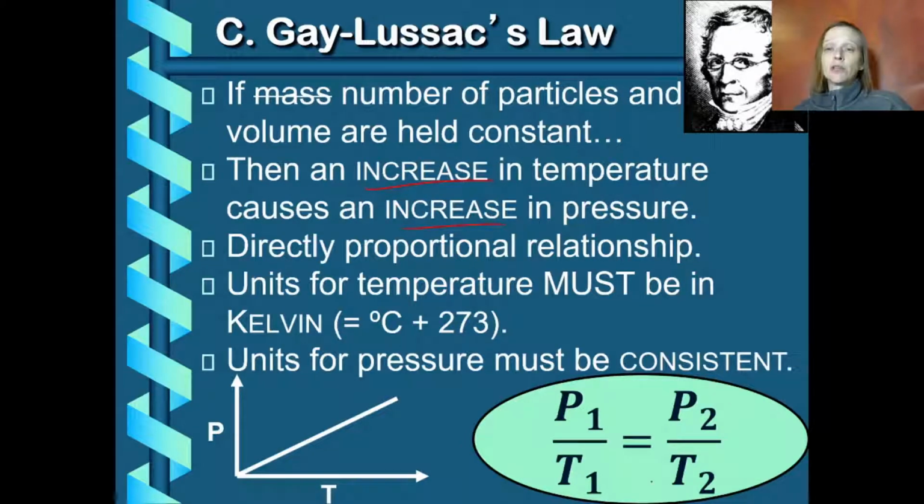Again, when we follow this relationship that involves pressure and temperature, our temperature must be in units of Kelvin. This relationship only works if temperature is in Kelvin. The units for pressure are less important. You can use whatever units for pressure you want, but you must be consistent. If your initial pressure is in atmospheres, then your final pressure will be in atmospheres. Again, we've got this straight line, directly proportional relationship, and Gay-Lussac's law is pressure divided by temperature of the first condition equals the pressure divided by temperature of the second condition, so long as the number of particles and volume are held constant.